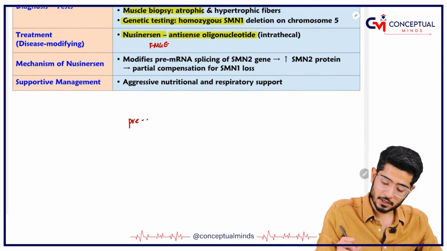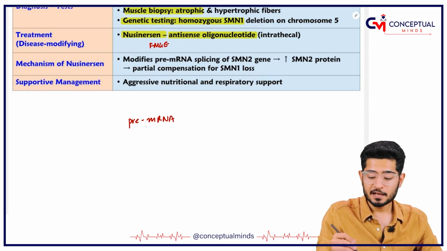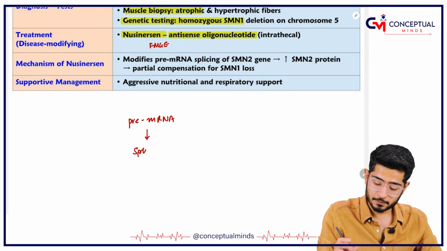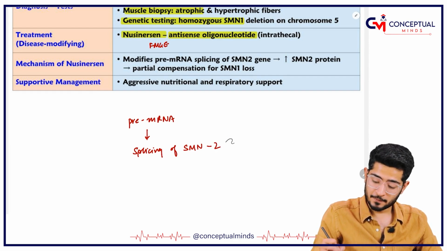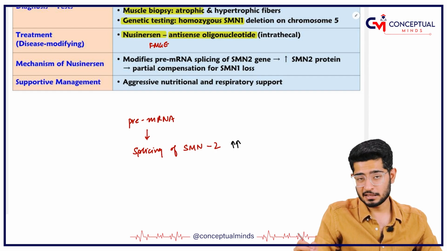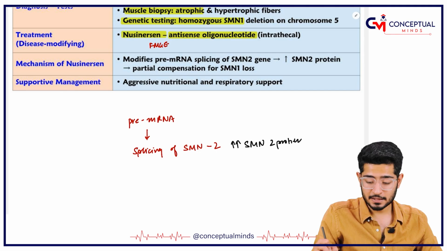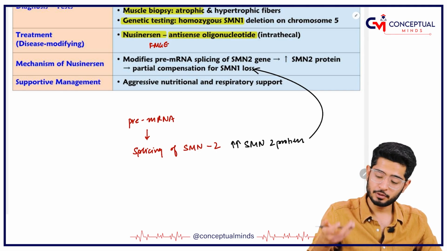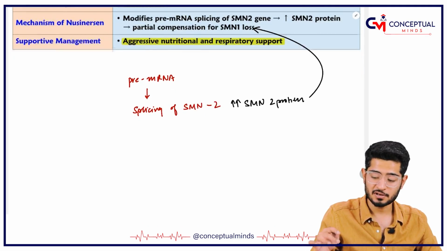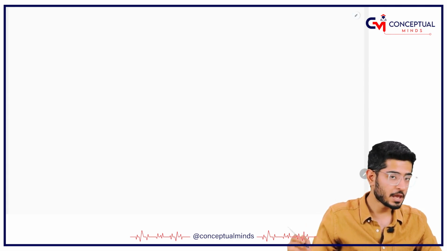There is something called pre-mRNA, which is responsible for splicing of the SMN2 gene. Once this splicing of the SMN2 gene occurs, there is an increase in the SMN2 protein, and that is going to compensate the SMN1 loss. You also have to provide a lot of protein materials. Aggressive nutritional and respiratory support is desired in children who are suffering from SMA.